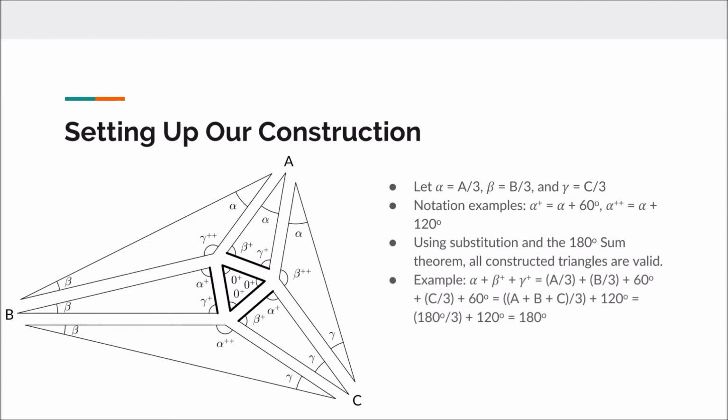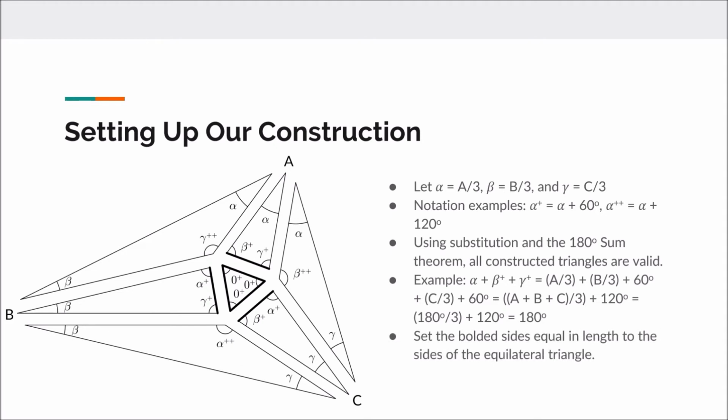For example, if you take a look at the top triangle, you can see that its angles are alpha, beta plus, and gamma plus. Alpha is equal to angle A divided by 3, beta plus is equal to angle B divided by 3 plus 60 degrees, and gamma plus is angle C divided by 3 plus 60 degrees. Now since A, B, and C are the vertices of our original triangle, their angles should add up to 180 degrees. Using this fact, we can show that alpha, beta plus, and gamma plus have a sum of 180 degrees.